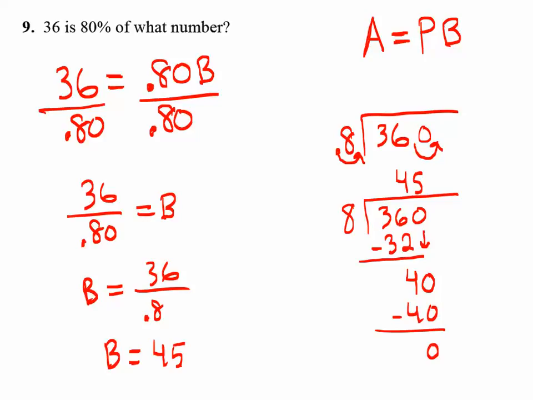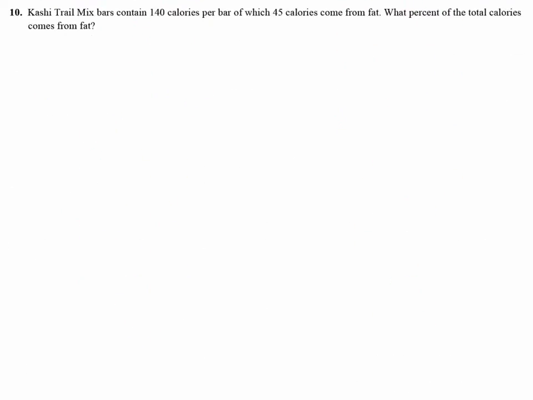All right, 3 problems, and it was technically one of each type. First one we did not know A, second one we didn't know P, third one we did not know B. All right, and then of course, sort of like an application question with these percentages here. So Kashi trail mix bars contain 140 calories per bar, of which 45 calories come from fat. So now the question is, what percent of total calories come from fat?